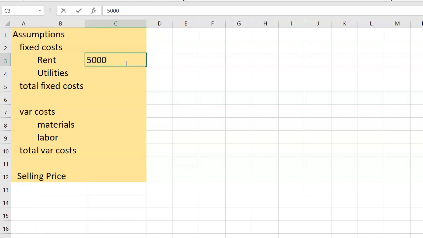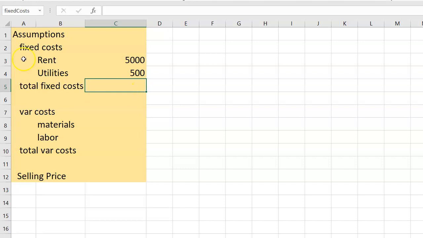say $5,000 a month, utility costs of $500. Right? So those are fixed. You notice I've named this cell fixed costs. Another one of my recommendations, but in this case, my fixed costs are going to be that plus that. So those are my fixed costs.